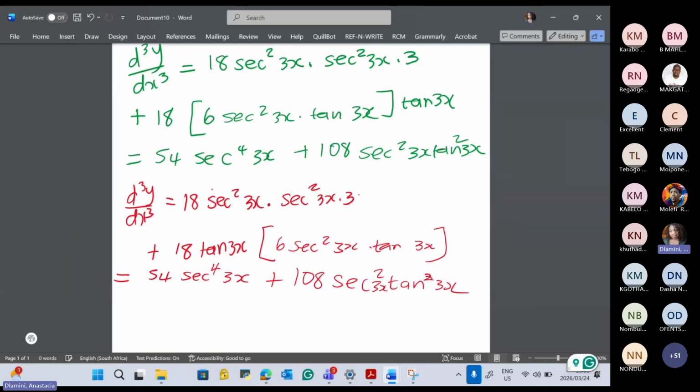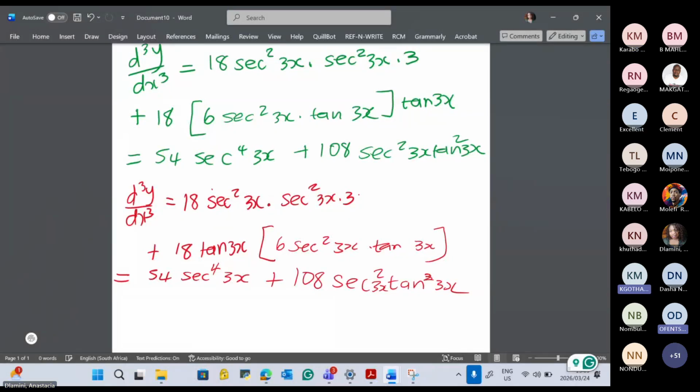So the reason why we're not getting the same answer as the one in the study guide is because in this one, we didn't change into an identity. Does it make sense? The other one, we changed into an identity. So the answers are a bit different. Don't get confused.